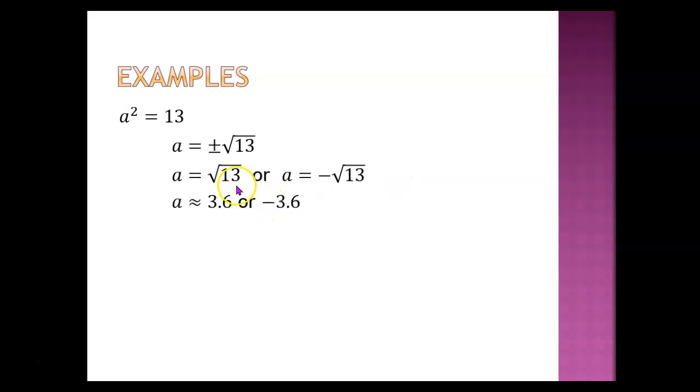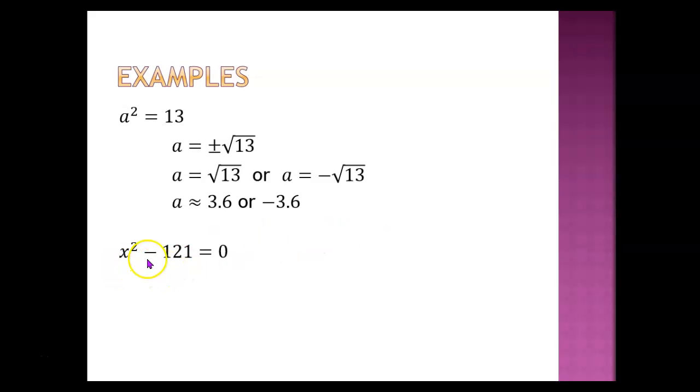Or you can ask your calculator what the square root of 13 is, and it will give you a decimal approximation that goes 3.6 something, something, something. So a is approximately 3.6 or negative 3.6. Now, those aren't the exact solutions, because 3.6 squared isn't exactly 13, it's 12.96, but that's pretty close.